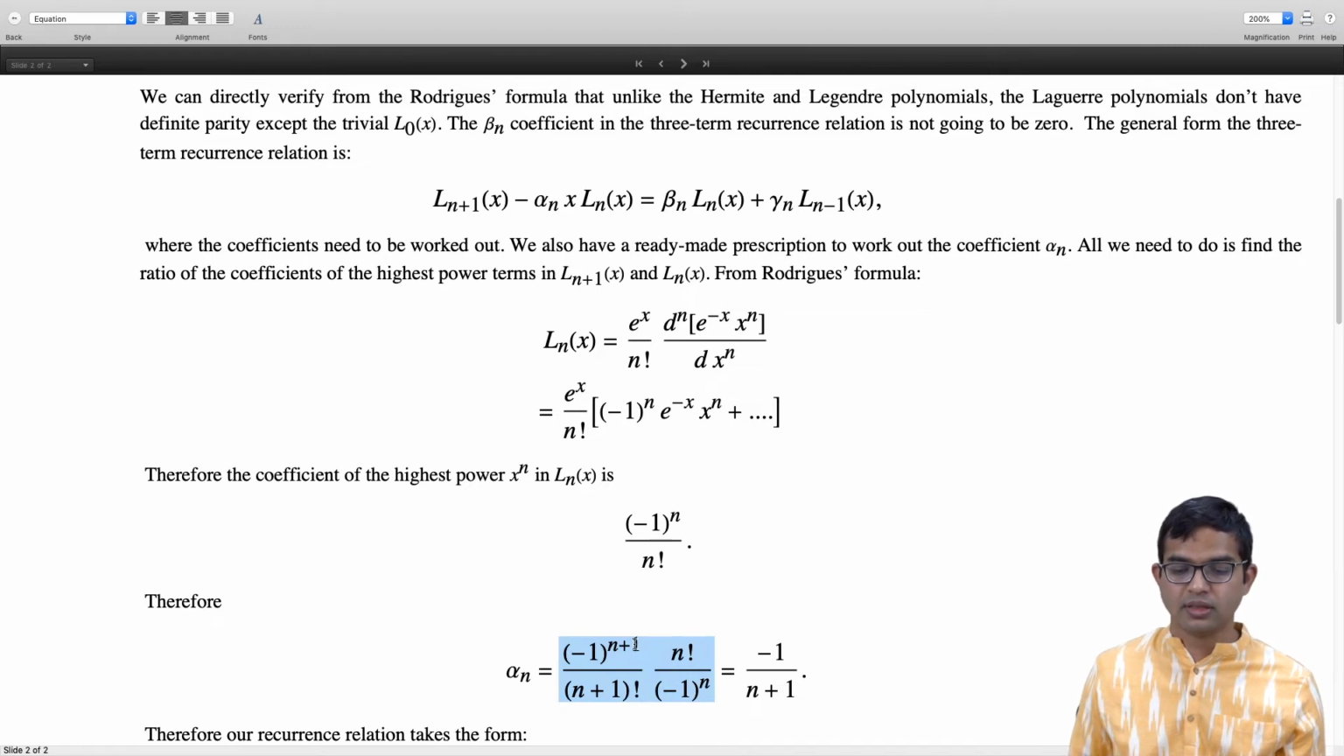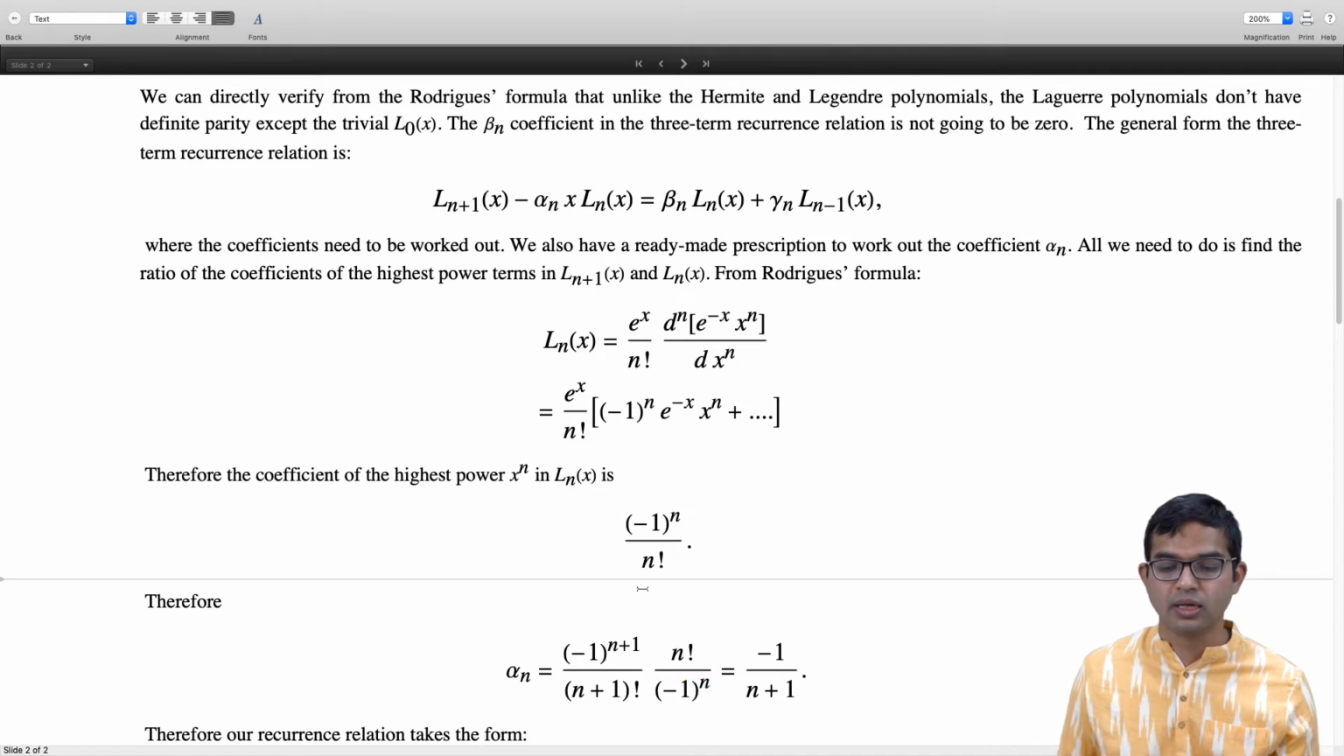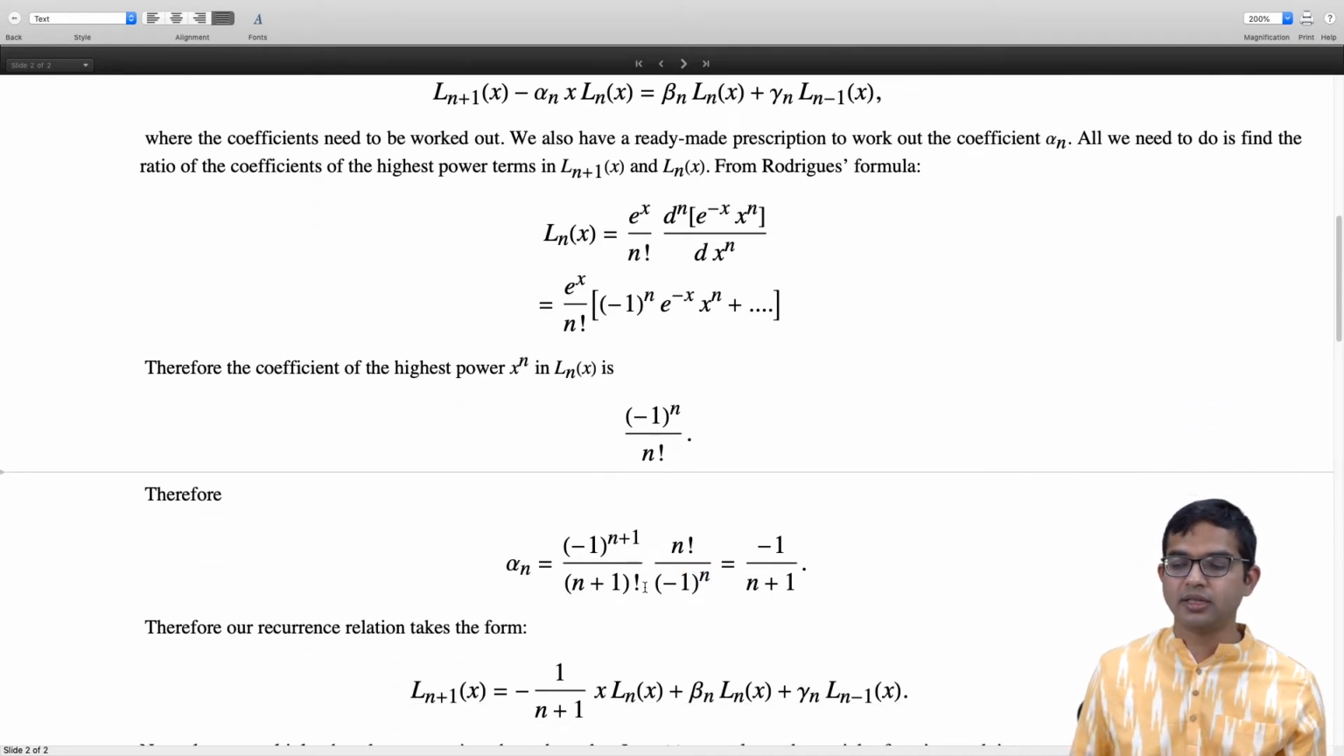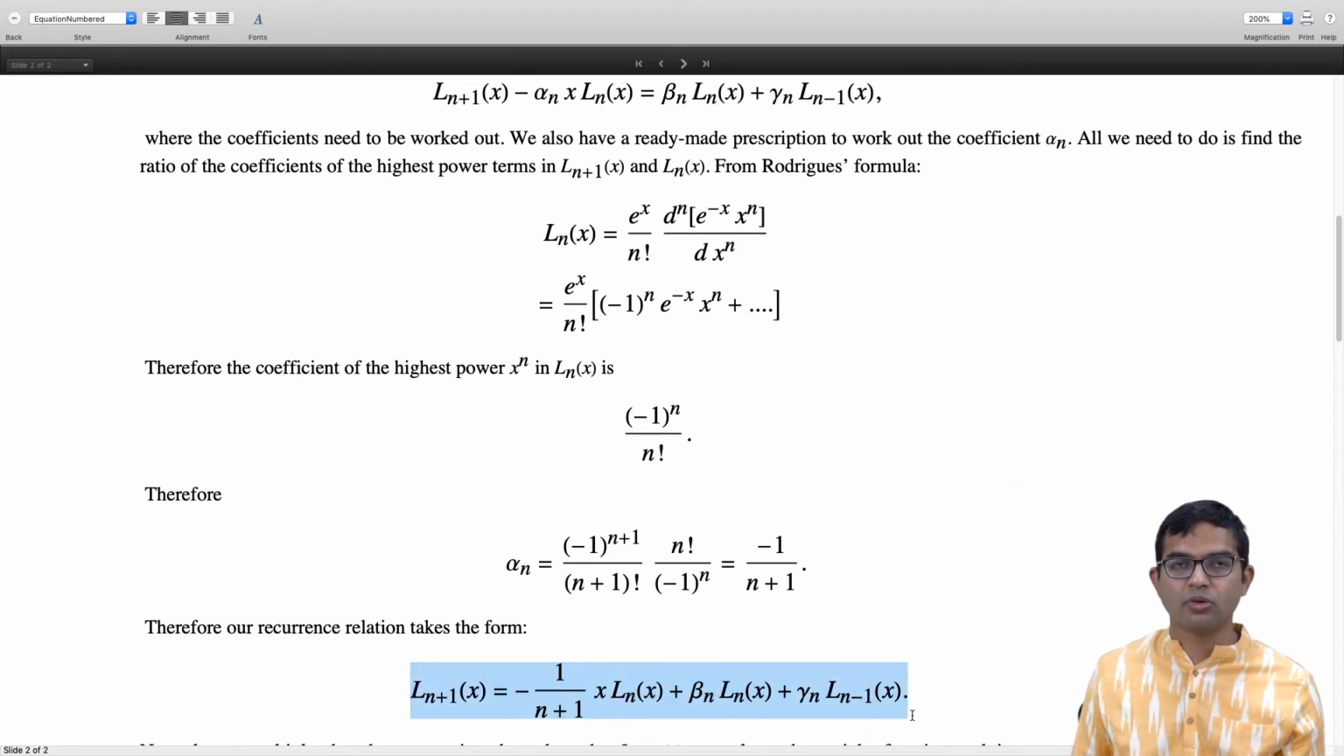And so we have cancellations which happen here. So n plus 1 is the only thing which will survive, because you can write the denominator as n plus 1 times n factorial, and n factorial cancels, and together this minus 1 to the n plus 1 divided by minus 1 to the n is of course just minus 1. So alpha n is immediately seen to be simply minus 1 over n plus 1. Therefore our recurrence relation also already has this form which is becoming more and more concrete. So L_{n+1} of x is equal to minus 1 over n plus 1 times x times L_n of x plus beta n times L_n of x plus gamma n times L_{n-1} of x.